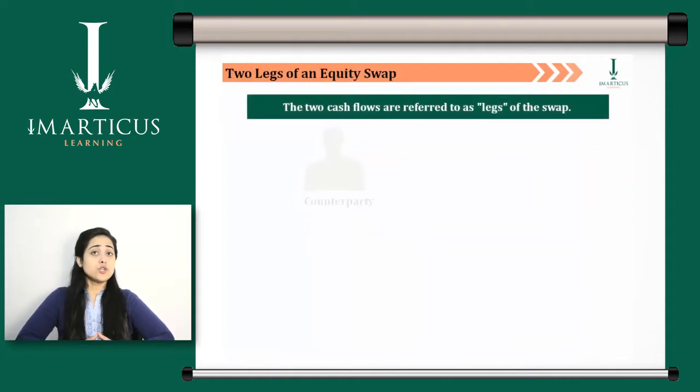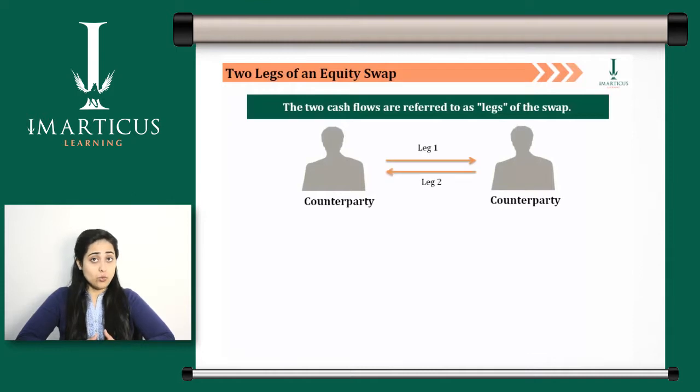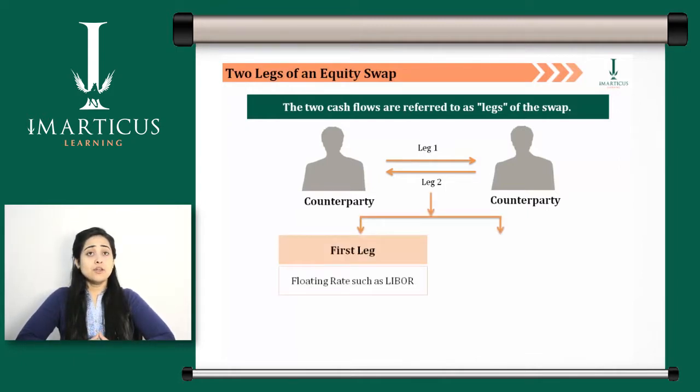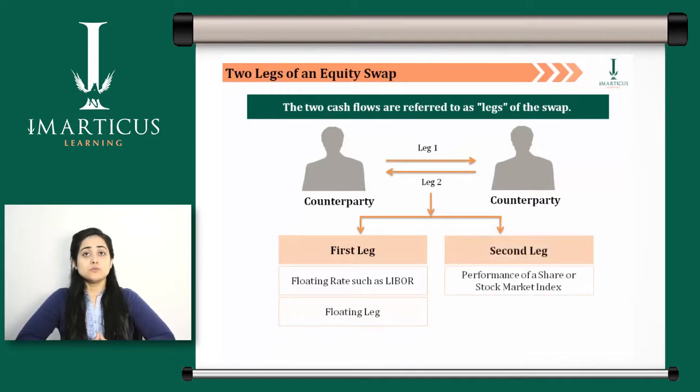The two cash flows are usually referred to as legs of the swap. As with interest rate swaps, the difference in the payment streams is netted. One of these legs is usually pegged to a floating rate such as LIBOR. This leg is also commonly referred to as floating leg. The other leg of a swap is based on the performance of either a share of stock or a stock market index. This leg is commonly referred to as the equity leg.